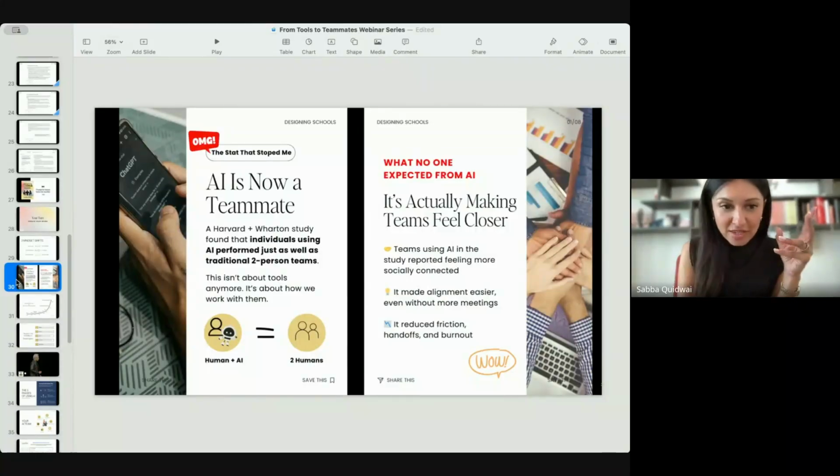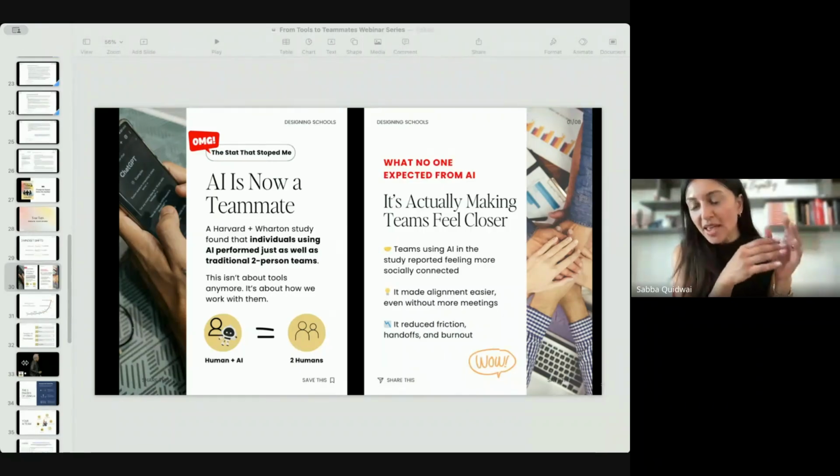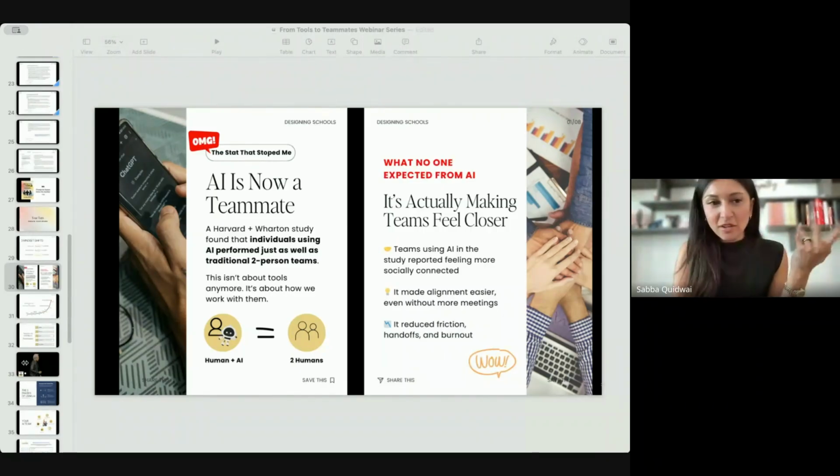And people who do this see incredible results. There was a really great study that came out recently from Harvard and the Wharton School of Business. They looked at, if people use AI like a teammate, what kind of results do they see? Basically what they said was a human plus AI was the same as two people.